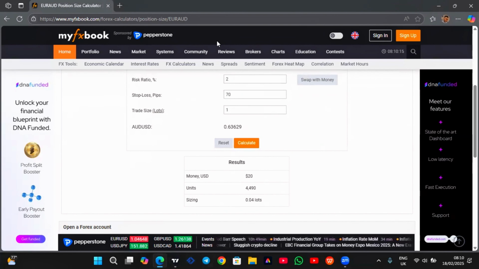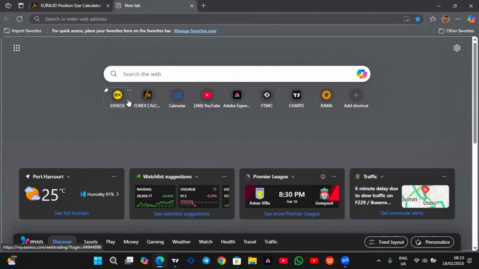So now I'll go ahead and go to my broker. Xnest is the broker I use. I'm not trying to advertise them. They didn't sponsor me for this stuff. That's just the broker I use.